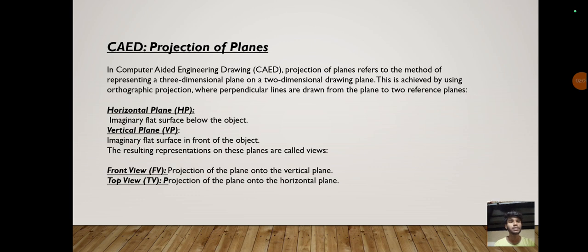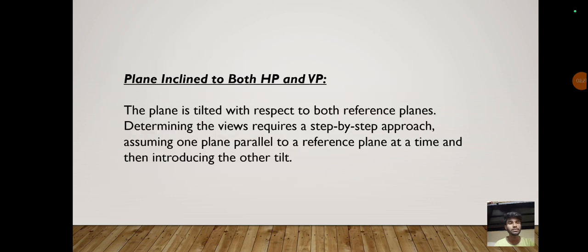Horizontal plane, HP: an imaginary flat surface below the object. Vertical plane, VP: an imaginary flat surface in front of the object. The resulting representations on these planes are called views. Front view: projection of the plane onto the vertical plane. Top view: projection of the plane onto the horizontal plane. Plane inclined to both HP and VP: the plane is tilted with respect to both reference planes.